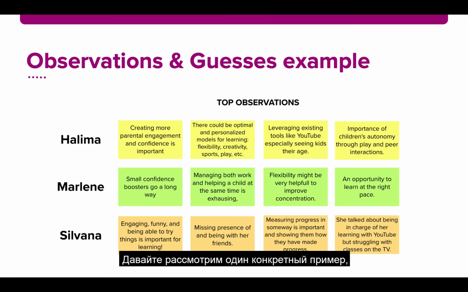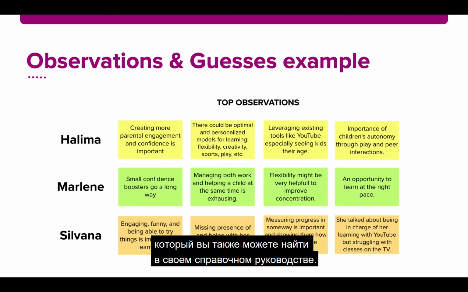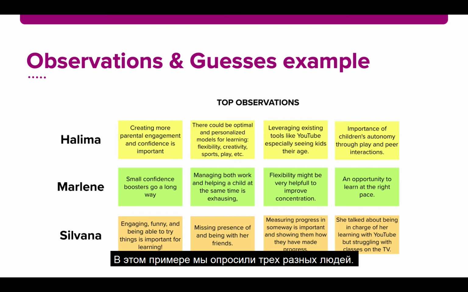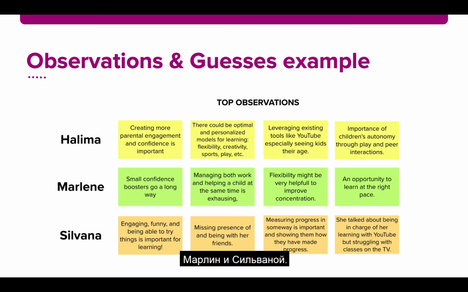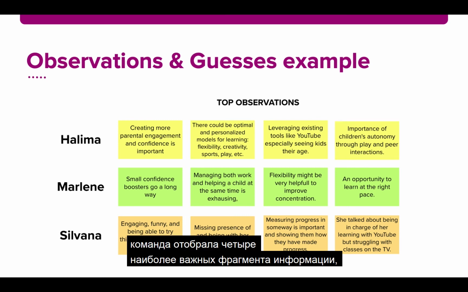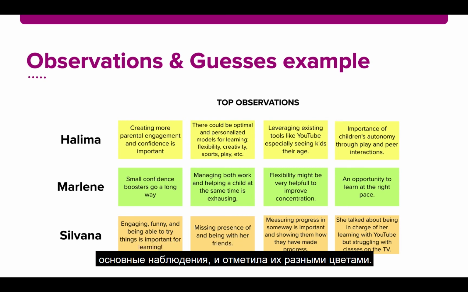Let's look at one specific example that you can also find in your guidebook. In this particular example, we interviewed three different people and we had very interesting conversations with Halima, Marlene, and Silvana. Although these interviews contained a lot of information, the team selected the four most important pieces of information, the top observations, and they color coded them. You can see that the observations are grouped by the individuals.